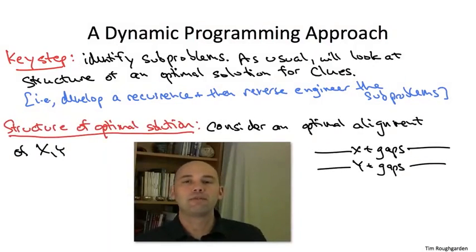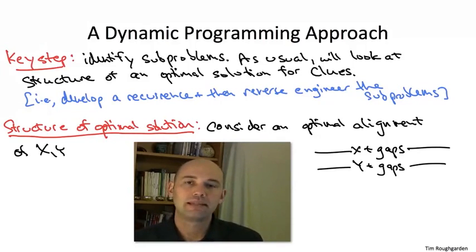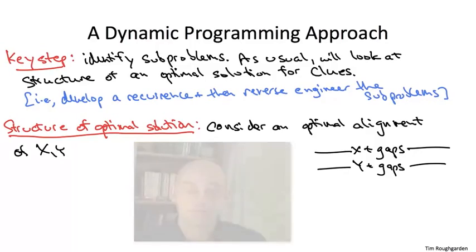So consider any old pair of strings, capital X and capital Y, and an optimal alignment of them. Let's visualize this optimal alignment as follows. Let's write down the string X plus whatever gaps get inserted into it on top. And right beneath it, we'll write down the string Y with whatever gaps are inserted into it. These two things have exactly the same length.